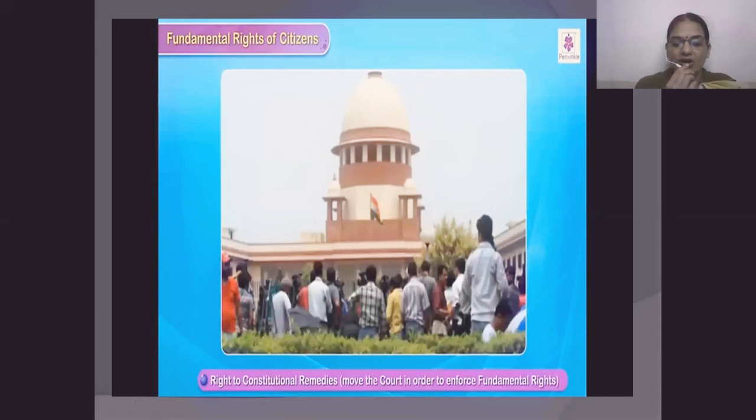So all can approach the court to seek justice if their fundamental rights are not protected or provided for. However, this is suspended only in the time of emergency. An emergency can be a war with another country, or a country facing a financial crisis. At that time only, these rights are taken away by the constitution for that particular period, students. Okay. So this was about the constitutional remedies.